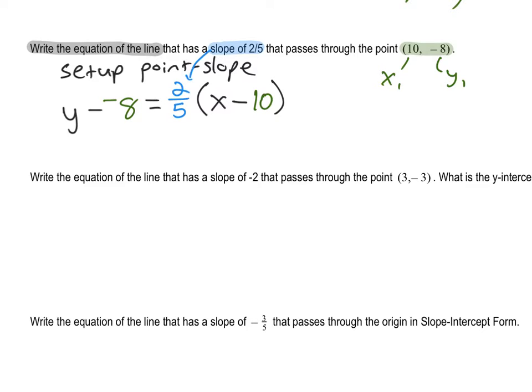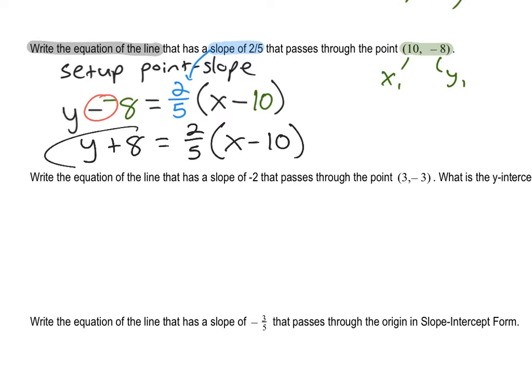So when it says write the equation of a line and they don't tell us a certain form, all we have to do now is just simplify our double negatives. We have a double negative right there. So that becomes positive. So change that to a plus. So our final answer will be y plus 8 equals 2/5 of x minus 10. And that's the equation of a line in point slope form.